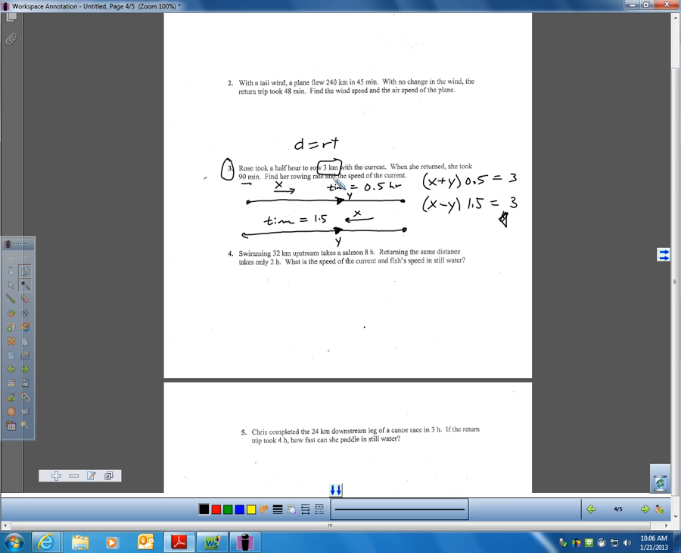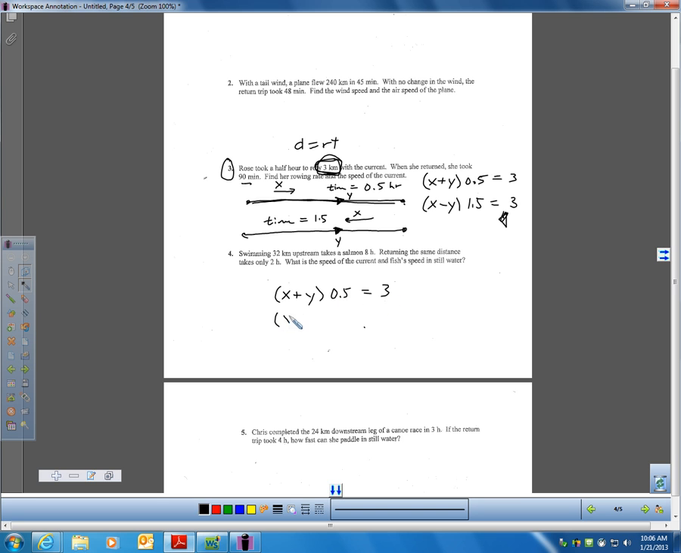Okay? I just wasn't thinking here. Each of these are 3 kilometers, right? The distance there is 3 kilometers, the distance back. So the distance there is 3, distance back is 3. So let me go back and rewrite that again. I apologize, I wasn't thinking there. I had a brain cramp, my bad.